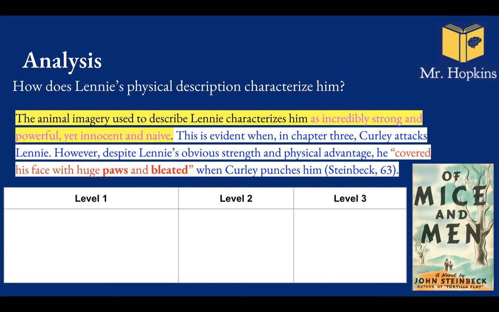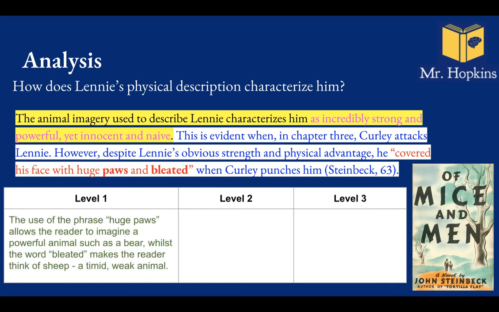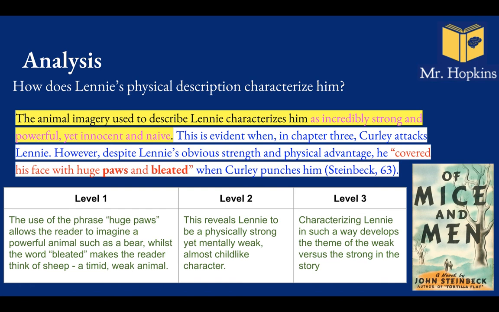However, the word bleated is a verb used with sheep. Sheep bleat. So, on the one hand, I've got these huge paws, which make me imagine Lenny as a huge bear-like person, very strong, very powerful. But the word bleated makes me think of a timid, weak sheep. So we get this kind of paradox there. This reveals Lenny to be physically strong and yet mentally weak, almost childlike. And it characterises Lenny in such a way that develops the theme of the weak versus the strong.